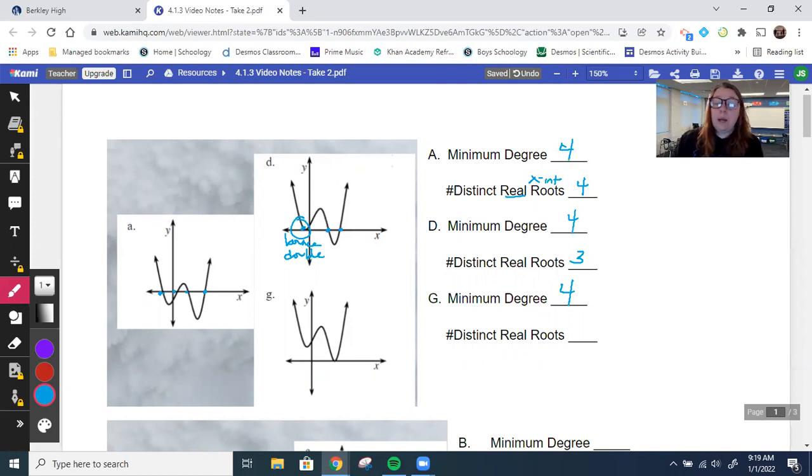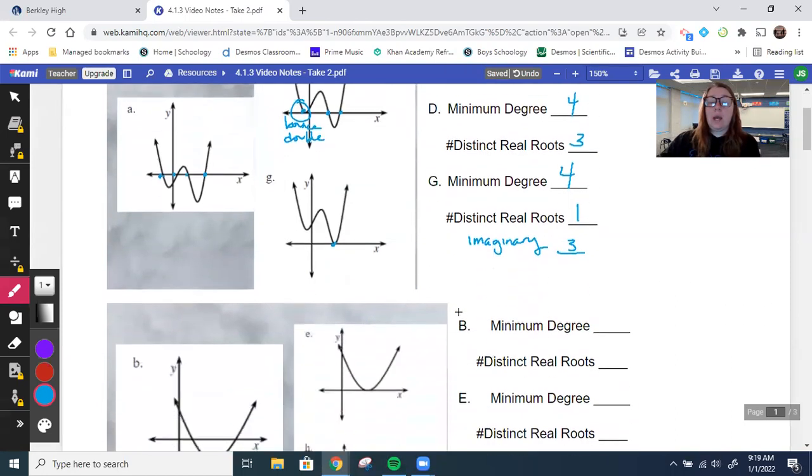All right. Now in this one, same graph again. So the degree is 4, but now it's only hitting the x-axis 1 time. Okay, so if it's only hitting the x-axis 1 time and the degree is 4, that must mean that there are 3 imaginary roots.